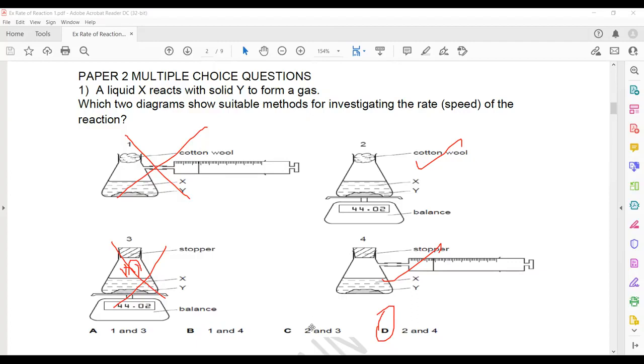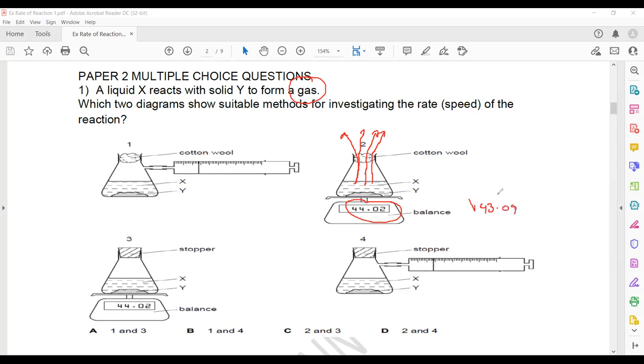If we put a cotton wool, this cotton wool allows, as they mentioned, a gas to be given off. So what happened? This reaction produces a gas and this gas is going out. So when the gas is leaving the content, originally it is 44.02, then it might become 43.09. So the mass will change because the gas is released.